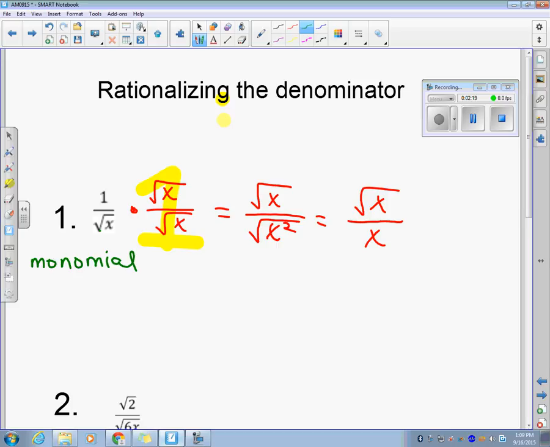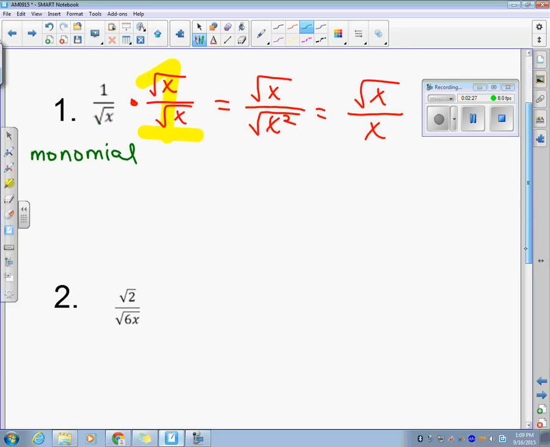So the goal here was to make sure there's no radical in the denominator, and that's what we did. Now, many of you are headed to calculus, and on some occasions you might be asked to rationalize the numerator when we're doing derivatives. You would do that the same way. You would just pick what was in the top to be your magic one.